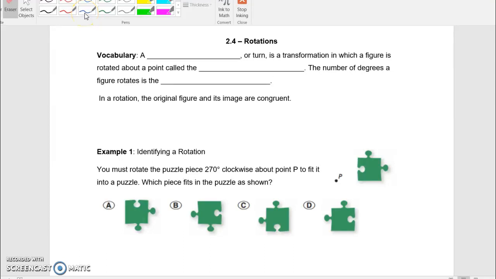Hi guys, we are going to get through lesson 2.4 today. This lesson is on rotations. So we're going to fill in our vocab first.